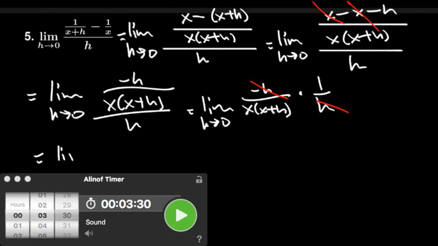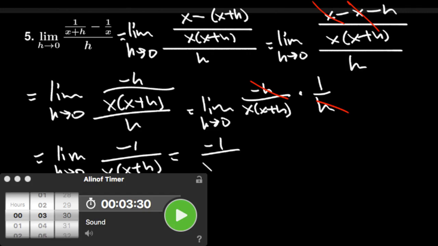And then we end up with the limit as h approaches 0, and let me make that an actual 0, of negative 1 over x times x plus h. As h approaches 0, we can substitute it in there. We get negative 1 over x times x, in other words, negative 1 over x squared. So you could also write this as negative x to the negative 2 power, because remember, negative powers means dividing.